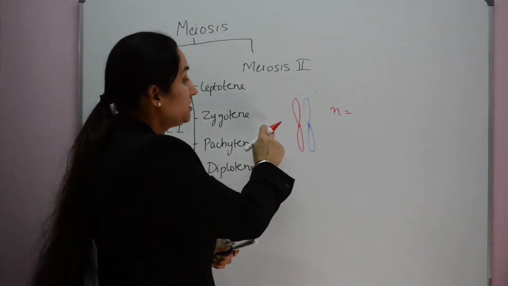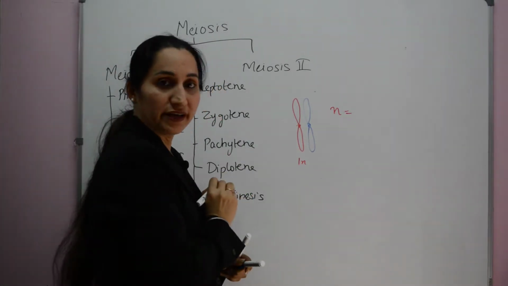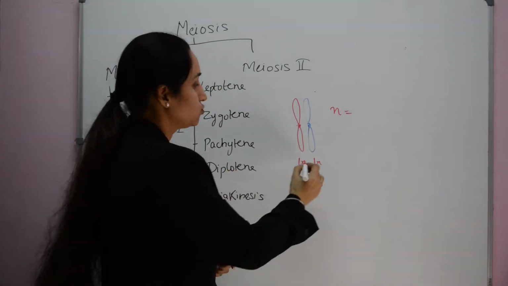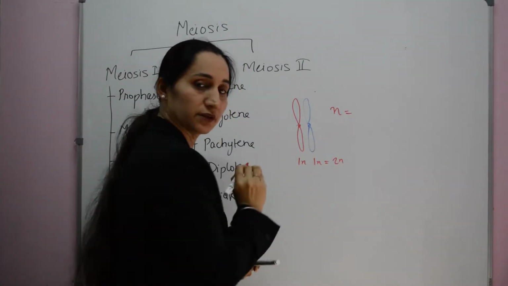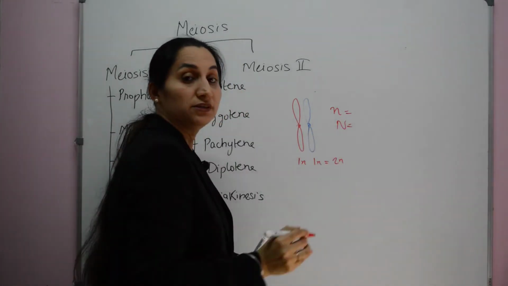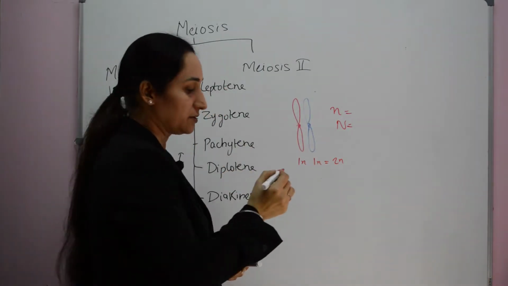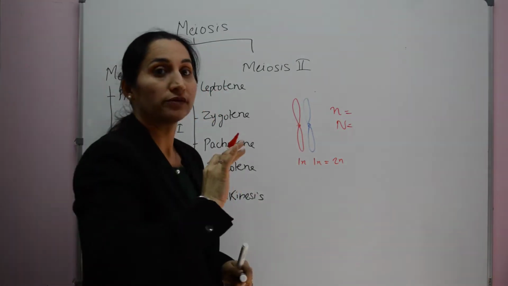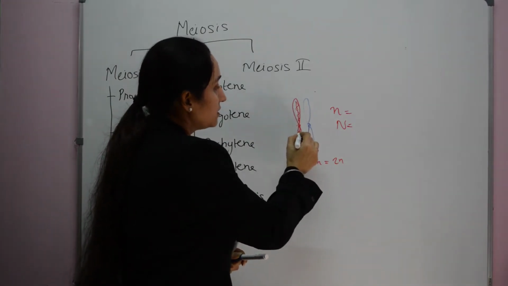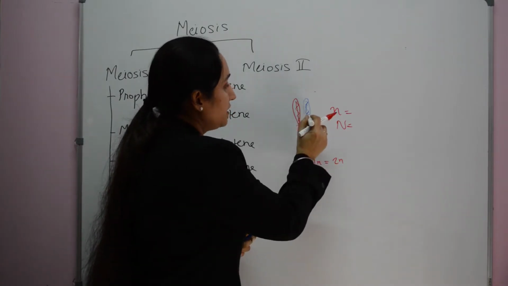Here, how many centromeres are present? In this, 1 centromere means it's 1n, and in this again 1 centromere means it's 1n. So total it will be 2n. Right? Now again, in case of n, it will be the total number of DNA present. Now here how many DNAs are present? As this is still not replicated, this is having 1 DNA and this will also have 1 DNA.